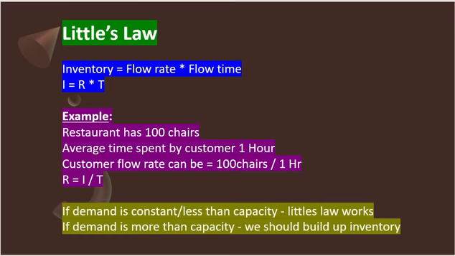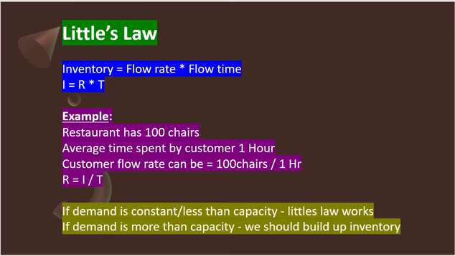So what is the formula of this Little's law? It's very simple. Inventory equals flow rate times flow time. I equals R times T. So let us look at this formula with one example.